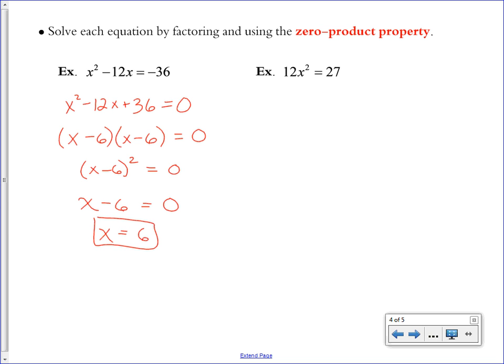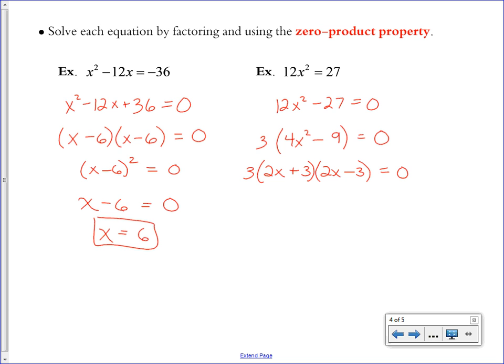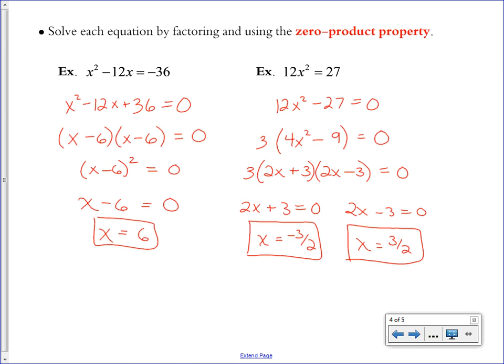And then in this last example, start by making it say equals 0. Take out the common factor, which is 3. And then inside these parentheses, I notice that I have a difference of perfect squares. So 2x plus 3, 2x minus 3. Again, I'm going to ignore the 3 that's out front since it has no variable attached to it. And either this factor equals 0 or this factor equals 0. So the solutions are going to be negative 3 over 2 or positive 3 over 2. And that is all.